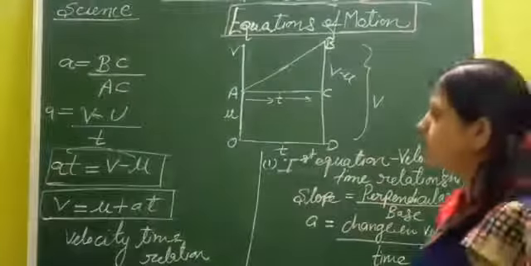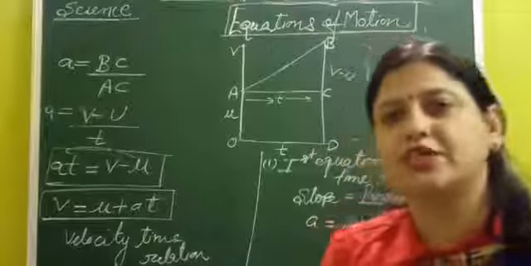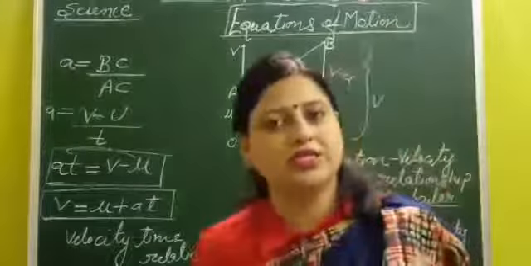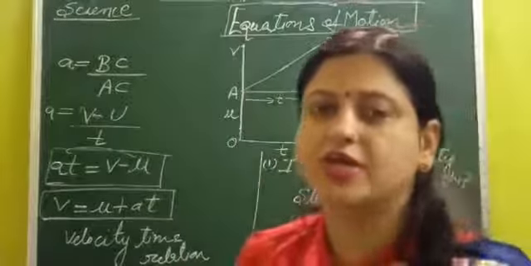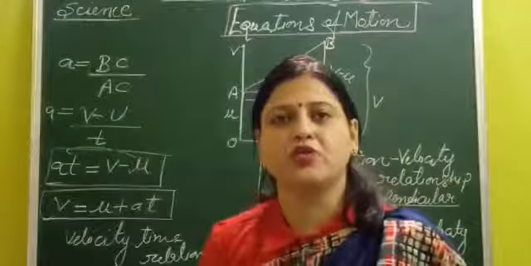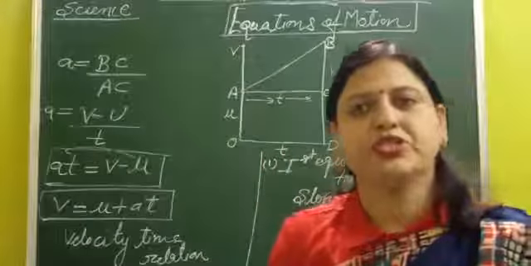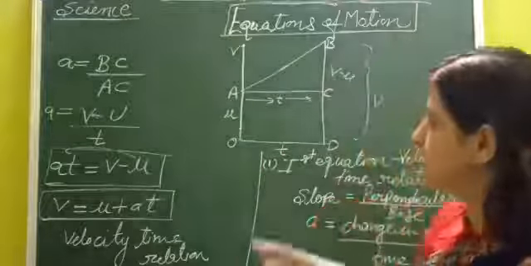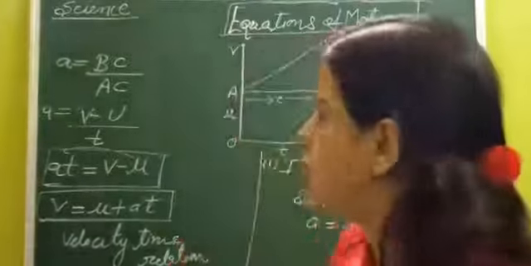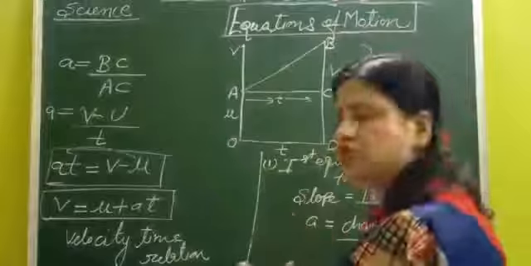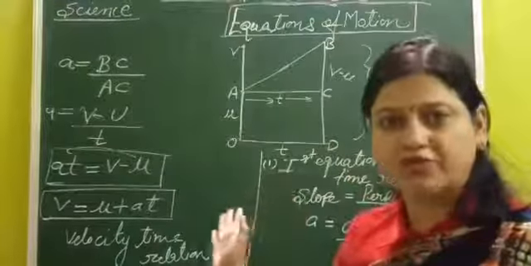So as we know, there are three types of equations of motion. First is v equals u plus at. Second, s equals ut plus half at square. Third, v square minus u square equals 2as. These equations are very important, students. According to these equations we can solve numerical problems, right? The first equation we can derive by the graphical method.